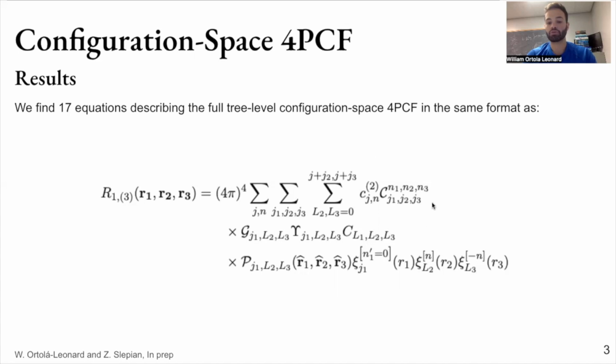This is composed of some constants that come from the integration, then also an angular part, and then also some radial integrals in terms of the magnitudes of the vectors R1, R2, and R3. Now, the angular part is expressed in terms of the isotropic basis, which is a combination of 3 spherical harmonics.